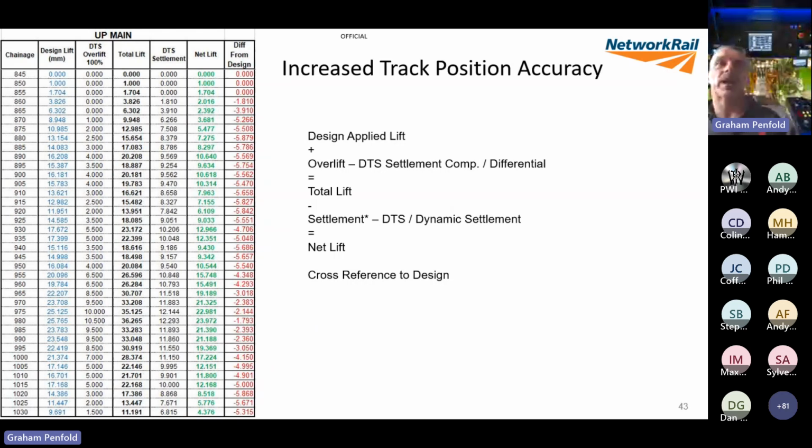So this is through the Marsh Barton platform. We had our chainage, we had our design lift. I then applied 100% DTS overlift, so we got our total lift. Let's have a look at the max lift. If you look down to about 980 on the chainage, our design lift there was around 25.7 mil. With 100% overlift, if we go back to that overlift graph, it applied a 10.5 mil overlift, resulting in a total lift of 36.25. Now, I calculated that the settlement using the graph would be 12.144.